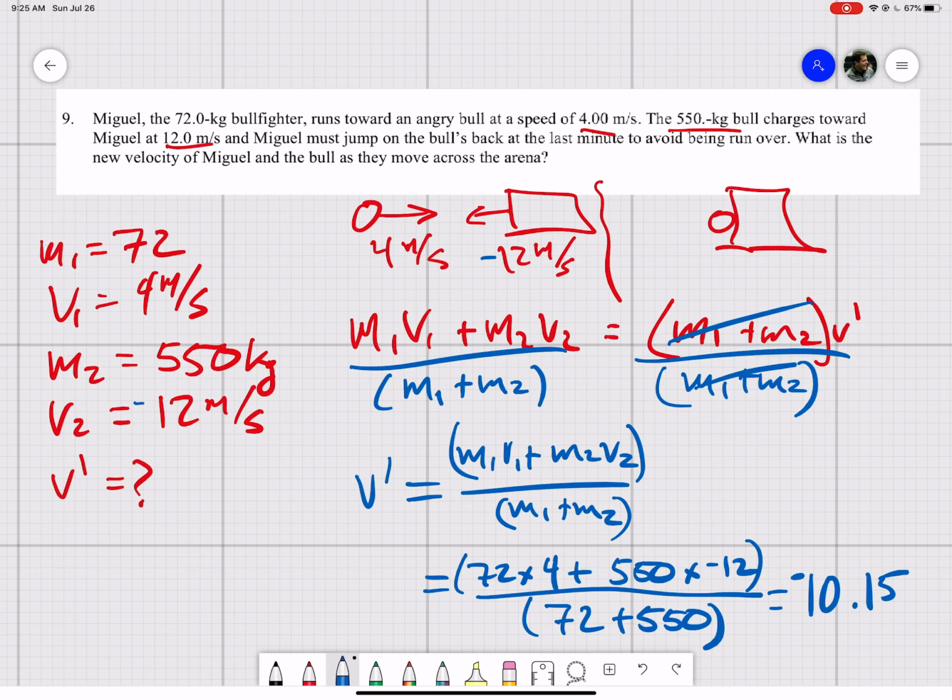Should it be? Well, let's look at the bull here. The bull is going in this direction. The bull had a mass of 550, and it had a higher mass and higher velocity than Miguel. So yeah, we can assume they're going to go in that direction still. And we said Miguel was a positive velocity, the bull was a negative, and the bull was going to the left. So yes, we're good.